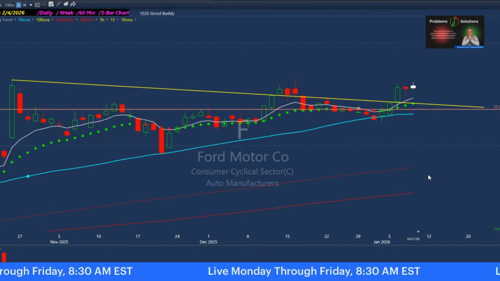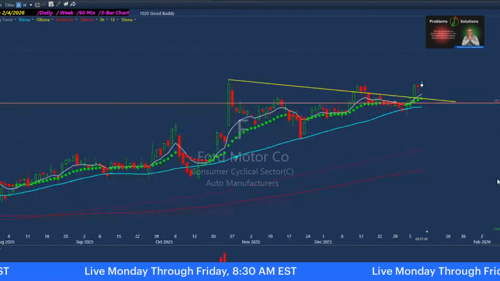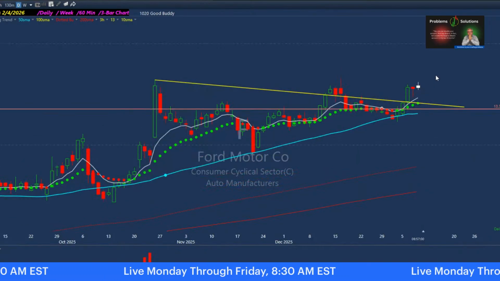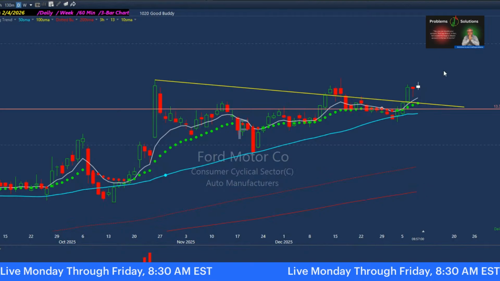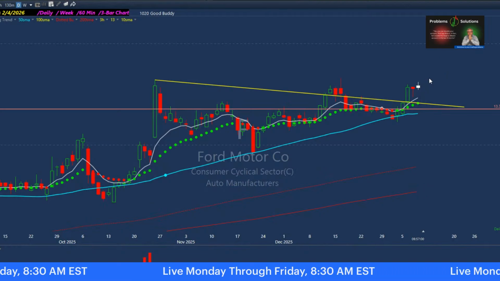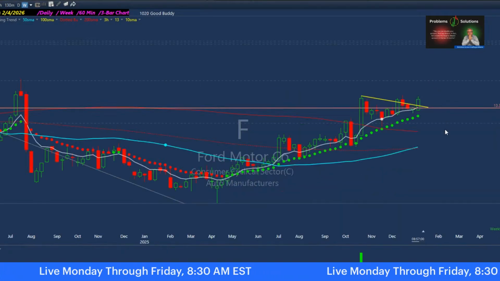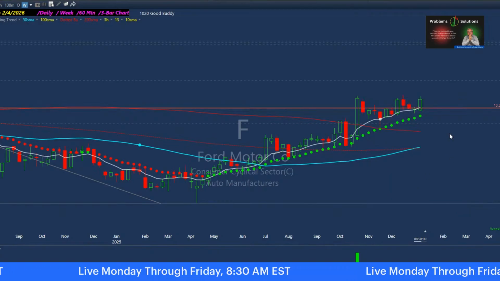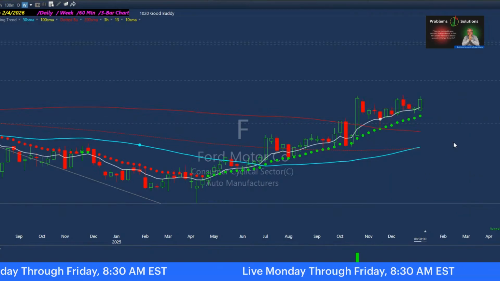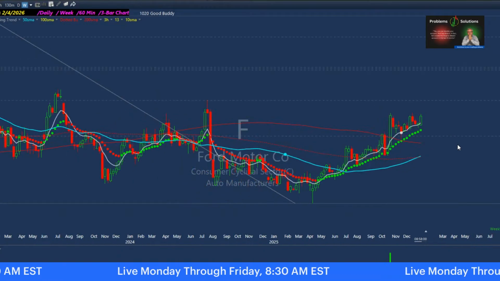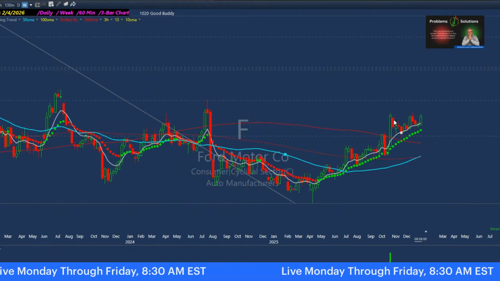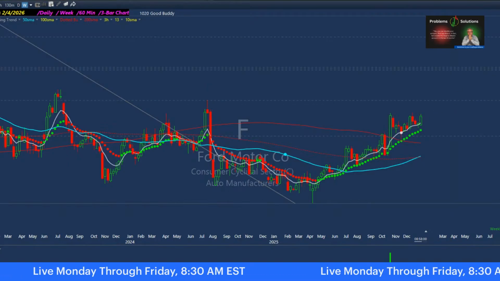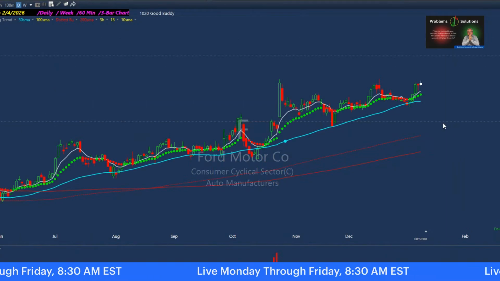How about some Ford? Although I drive a Ram, I sure like this Ford chart here. That looks really good. Weekly chart on this. Look at that. Let's get rid of this line. What do we have this here for? There we go. That is a very nice weekly chart on Ford, and you can see the targets: target 1, target 2, target 3, right there. That looks good.